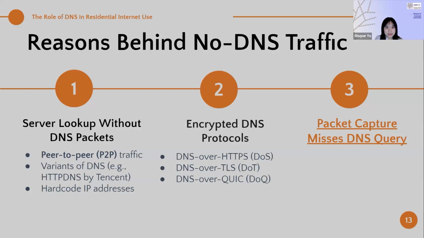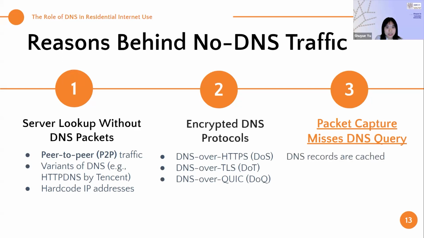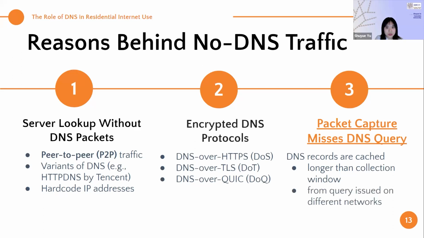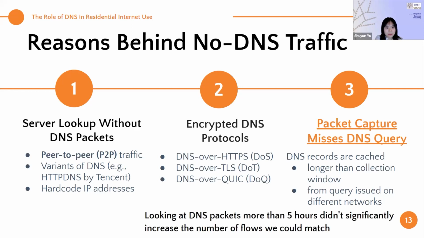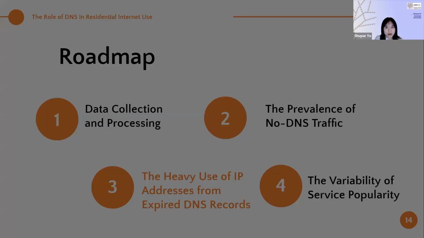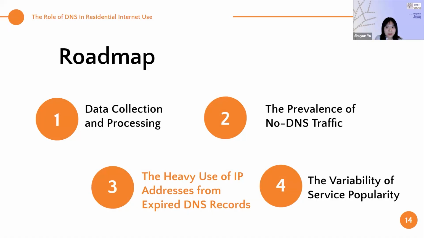The third reason is that DNS records may be cached for a period longer than our collection window, or cached from DNS queries issued on different networks. As we mentioned, using DNS packets more than 5 hours didn't significantly increase the number of flows we could match. So this also should only account for a small amount of traffic. In the next part of the talk, we will discuss the heavy use of IP addresses from expired DNS records.